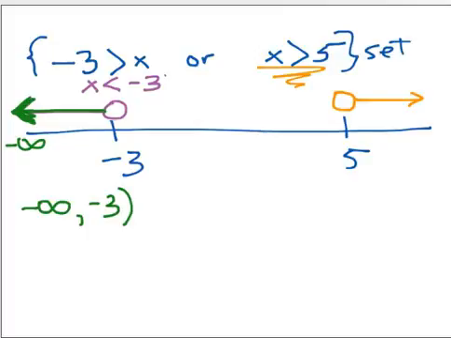Now, do you think you can ever reach negative infinity? Well, you can go and go and go, but you're never going to reach negative infinity. It's a concept, not a number. So what do you think we should put on it? We should put a parentheses.